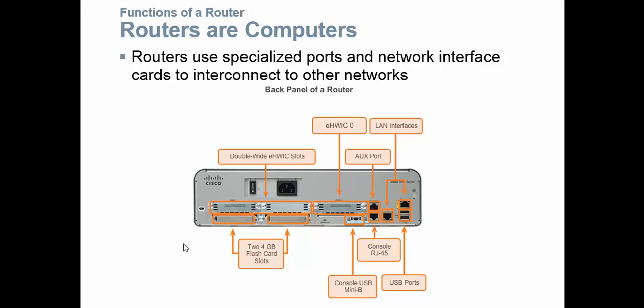Here's the back of this particular router. It has two 4 gig flash card slots because you put the flash cards in that have the non-volatile IOS on them, correct? This one has a double wide slot that allows you to put other information in. This one has a console USB mini, it has a console RJ45, and USB ports. We also have our LAN interfaces.